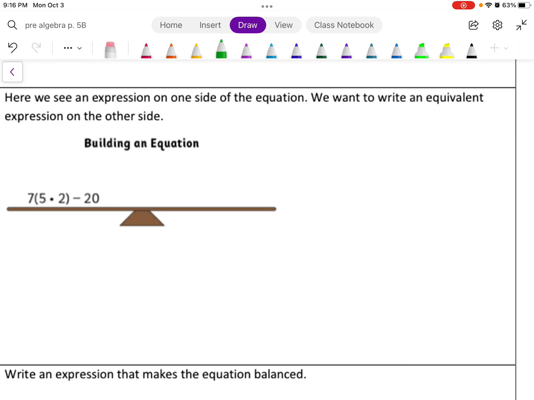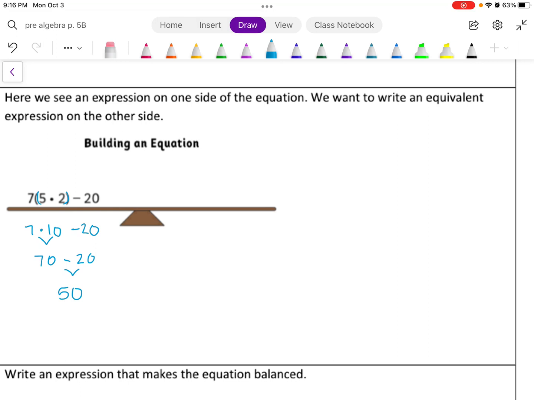All right. Well, let's figure out what this is equal to first off. So in our parentheses, 5 times 2 would be 10. So we'd have 7 times 10 minus 20. 7 times 10 is 70, minus 20 is 50. The left side is equal to 50, so we have to make up something. Anything we want on the right-hand side that equals 50.